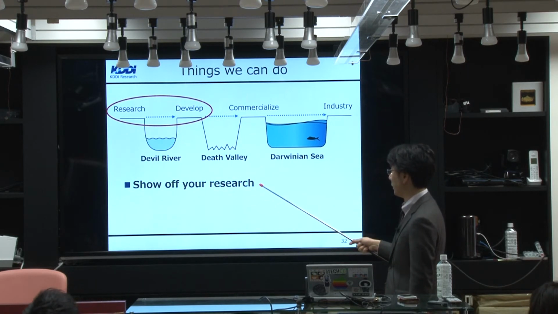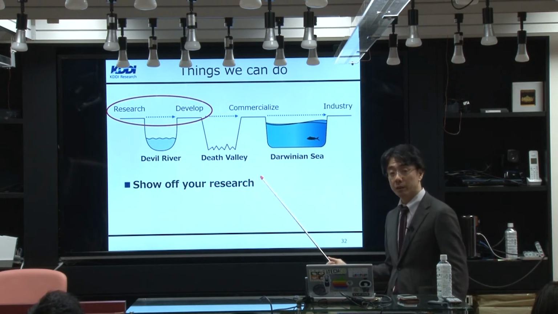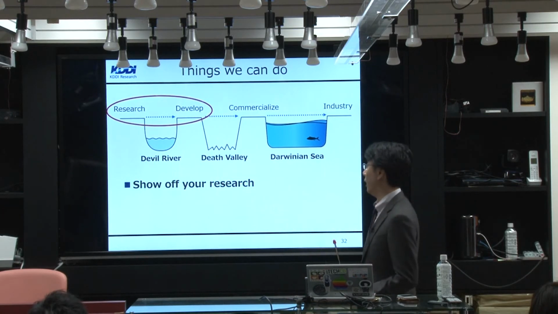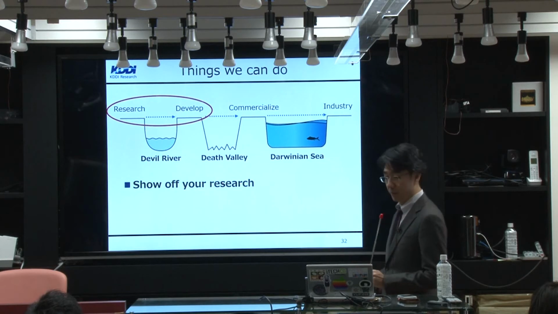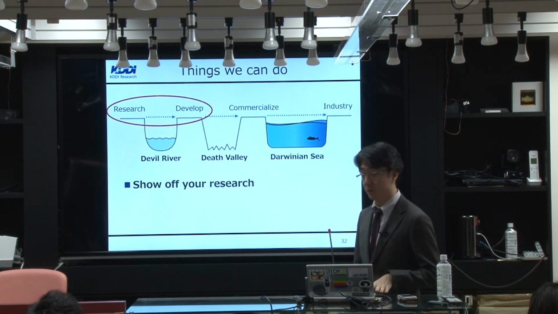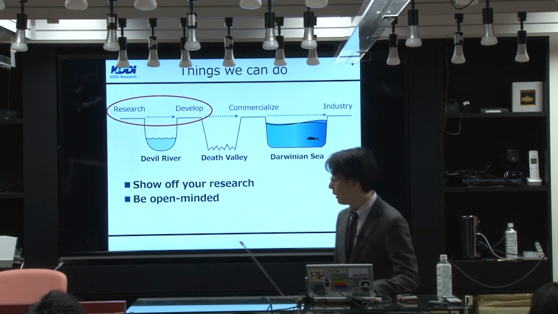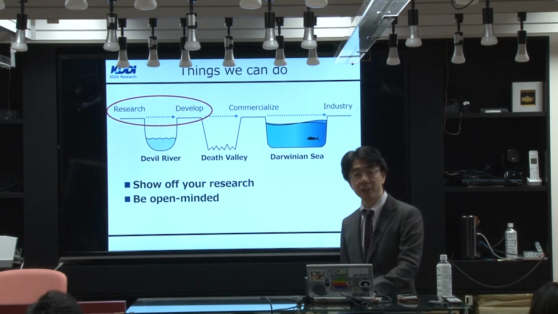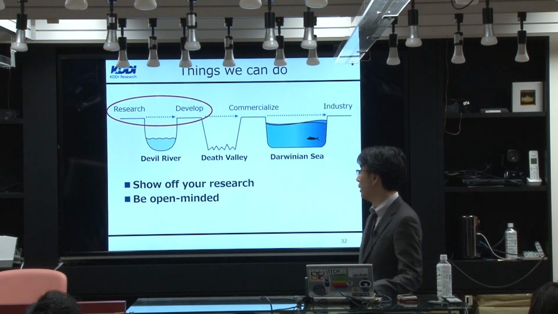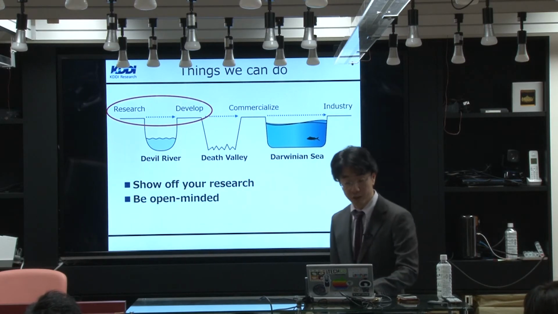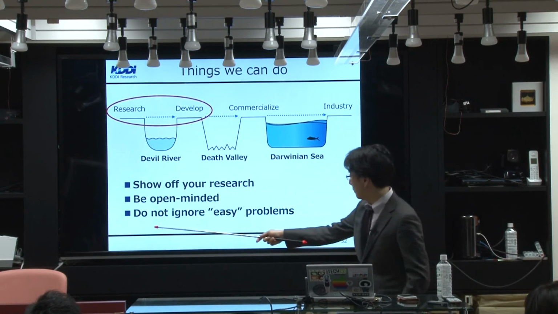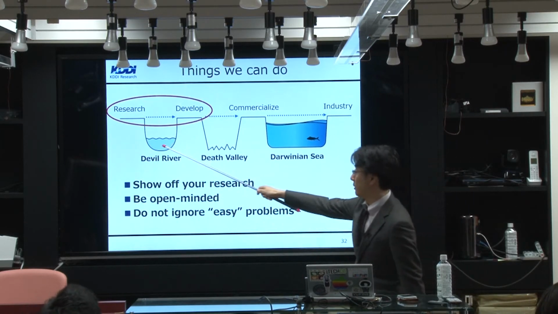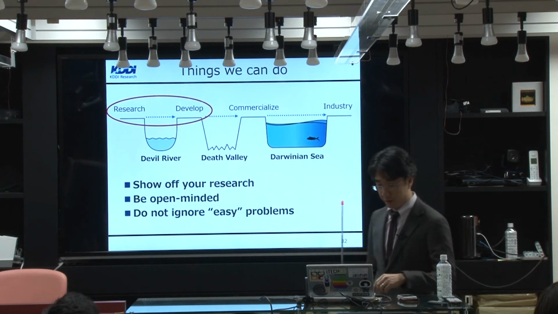But first of all, one good activity is to show off the research, not just to your peers, but also to potential customers, or even people who don't know anything about the technology you're working on. The second point is to be open-minded. People make suggestions or say things that may not make sense, but those are actual people with actual problems. So you have to be open-minded enough to accept those. And the final thing is to not ignore the easy-looking problems that are actually here. So I'll go through these three items from now.